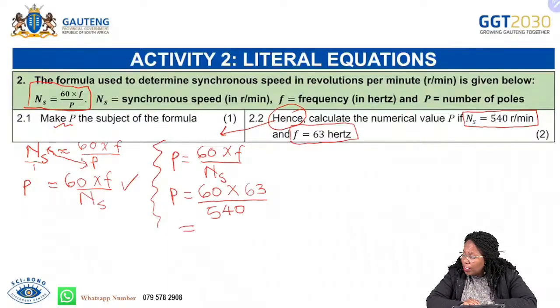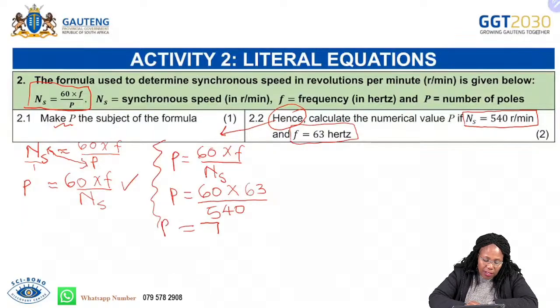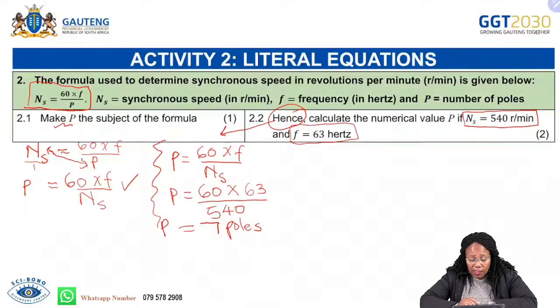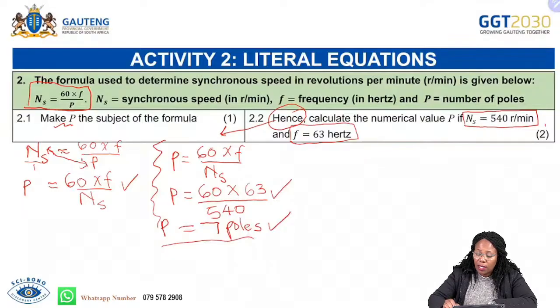And into your calculator, grade 12, straight to the answer. This is giving 7. Remember, this P represents the number of poles. Therefore, we have 7 poles. It's 1 mark for substitution and 1 mark for the answer. Hence, we have allocated 2 marks for that, grade 12. I hope you get these 3 marks, all of it.